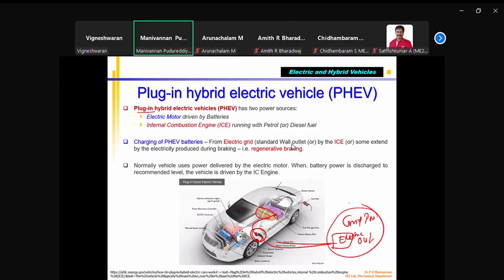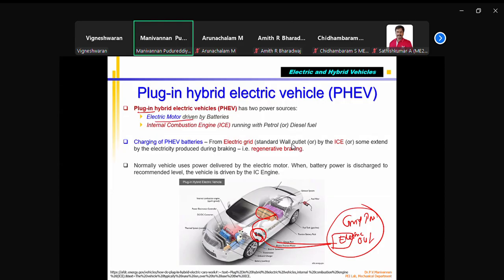And in all the other vehicles, the batteries are charged by the engine only. You will not have any electrical power connection. Okay, so here the battery will be charged by this. That's what they call plug-in hybrid, in which you have an electrical socket through which you charge the battery. Of course, it has an engine also which can charge the battery, but the engine capacity is very small.